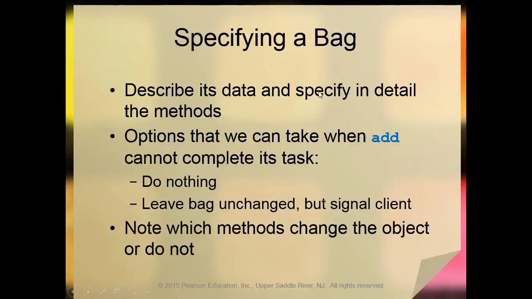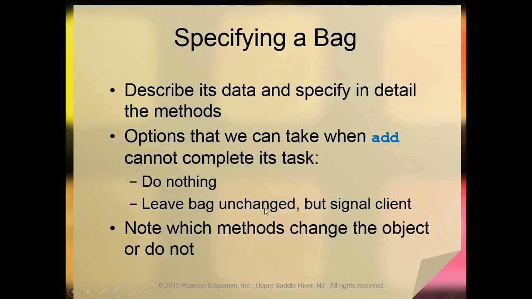All right, so specifying a bag. When we specify a bag, we describe its data and specify in detail the methods, and the options we can take when we cannot complete a task. So if one of the methods can't be done, what can we do? Well, just like in programming 2, if we try to invoke a method and the method doesn't work, we can always opt to do nothing. We can leave the bag unchanged.